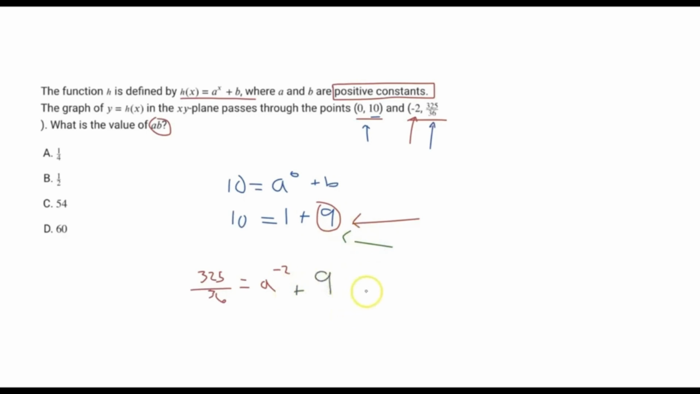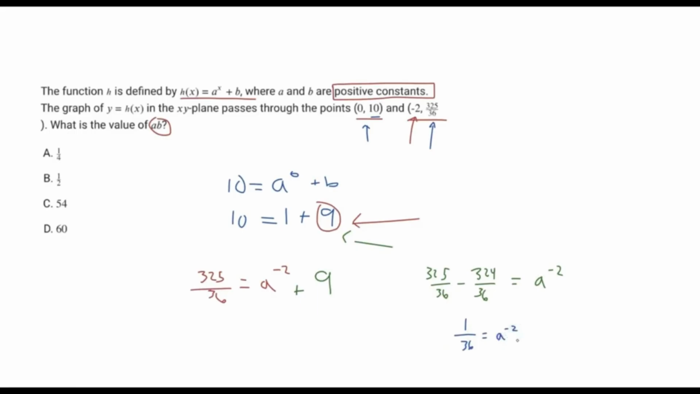And so now what we want to do is just solve for a, right? So we can subtract 9 on both sides. And this is actually interesting because 325 over 36, 9 times 36 is going to give us 324. And so when we subtract 9 on both sides, that in reality is just subtracting 324 divided by 36. And this will be set equal to a to the power of -2. And so if we want to solve for a here, let's simplify the left side. That is going to be 1 over 36 equals a to the power of -2.